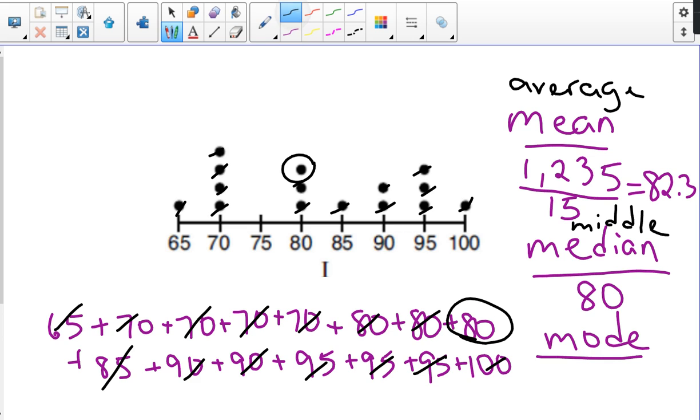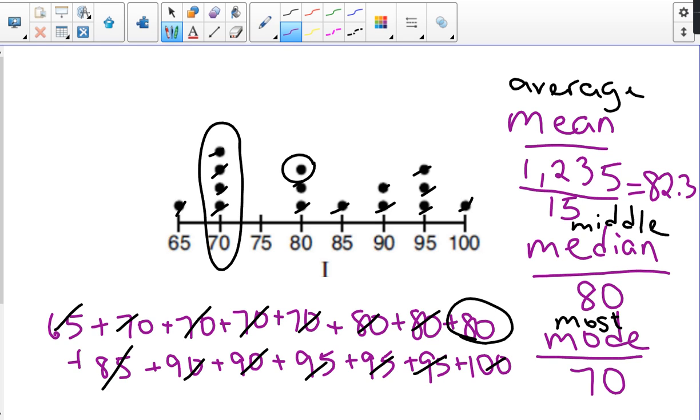Lastly, we have the mode. Okay, when I think of mode, I think of most. It's the most frequent. Okay, the mode is the most frequent. And if you notice, there were 4 students who got a 70. That is the most common score here. Even though it's not the average, it's not the median, it's still the one that had the most dots, the most people got that score. So that is called the mode.